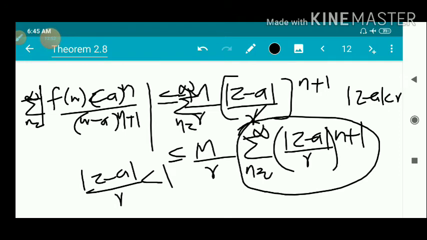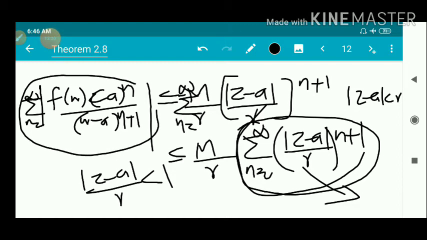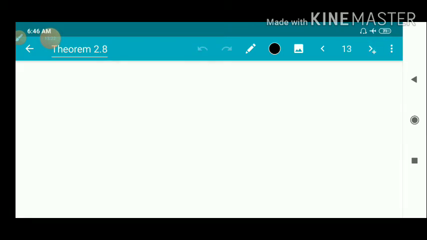So this series sigma n equal to 0 to infinity (mod z minus a divided by r) whole raised to n plus 1 is a geometric series with a common ratio less than 1. Therefore it converges. So the right side converges, and therefore by the Weierstrass M test for series, the series on the left side also converges, or uniformly converges.